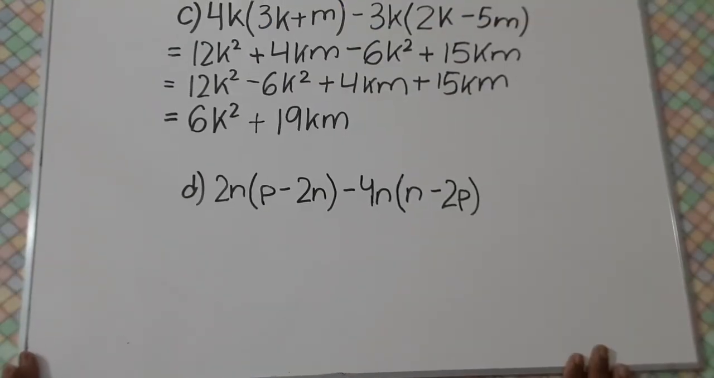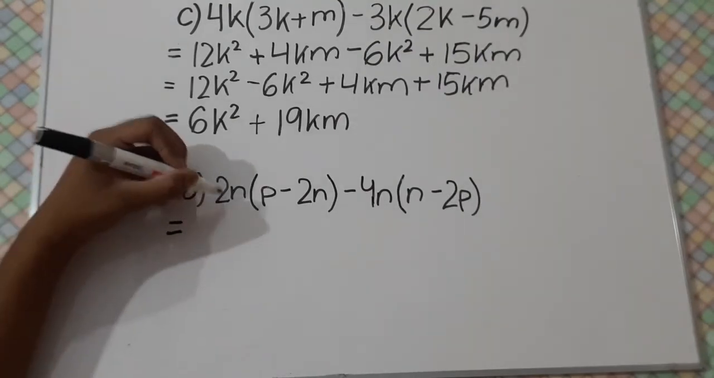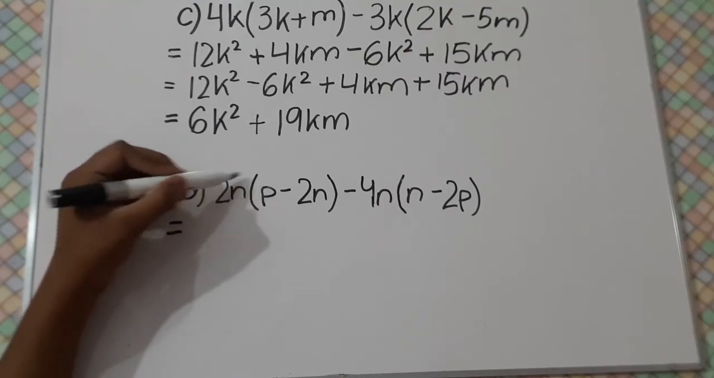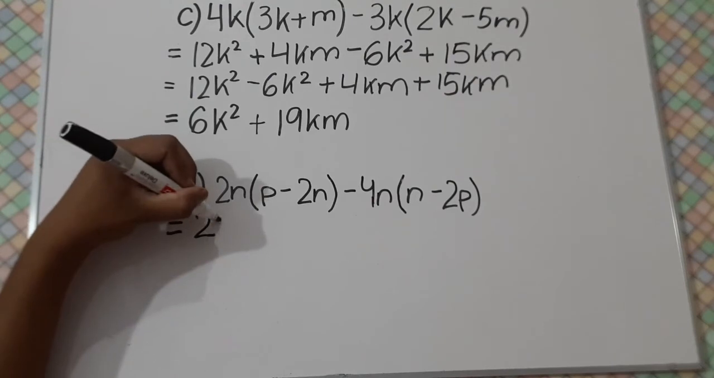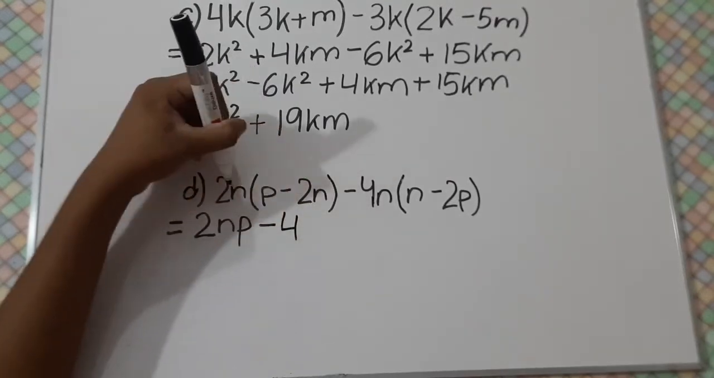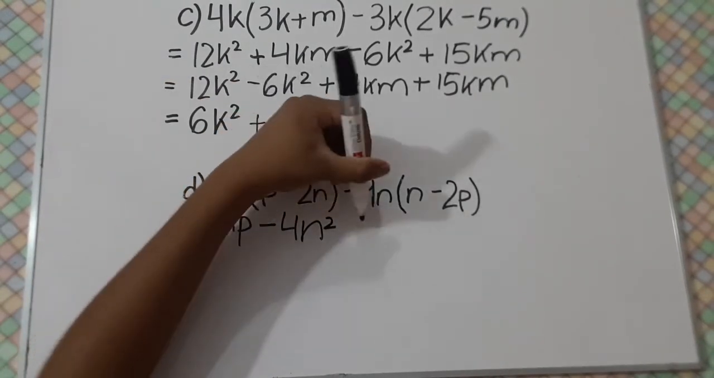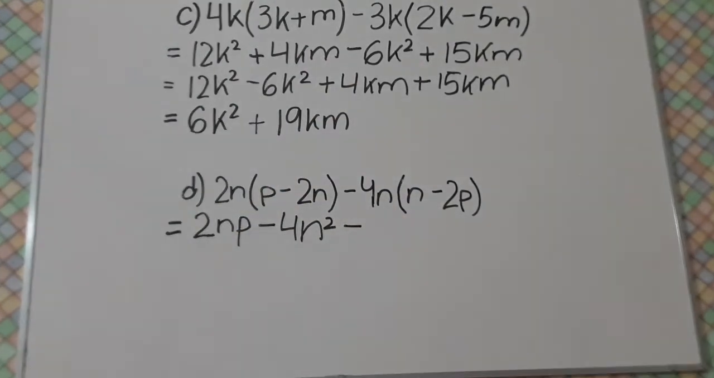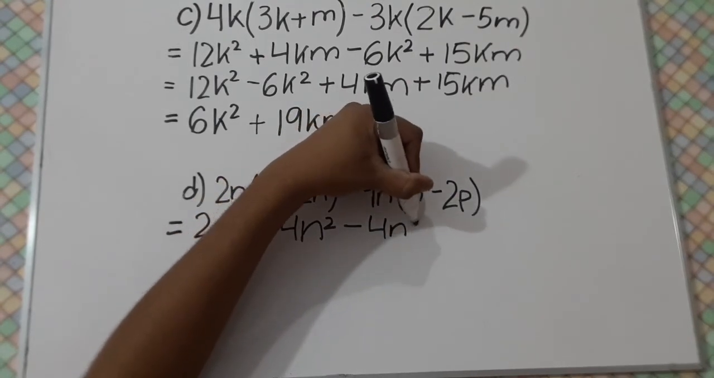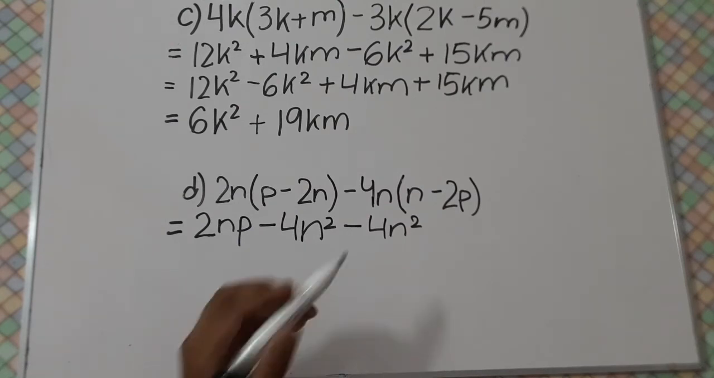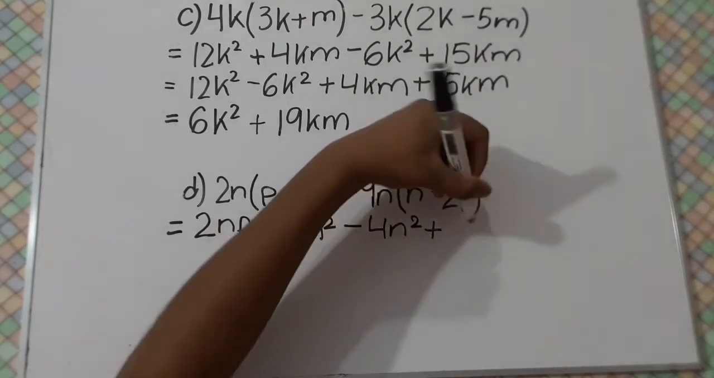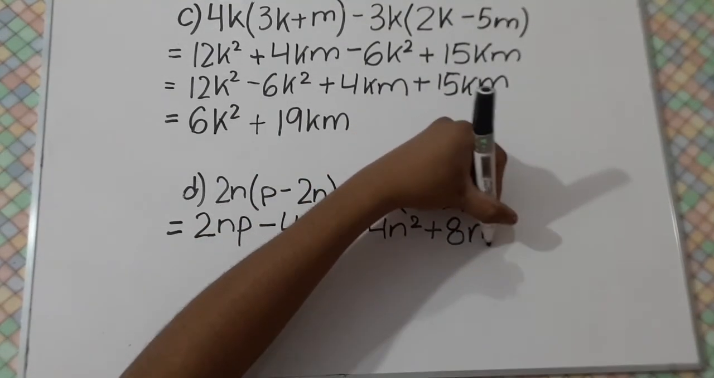So now let's solve the last part of the question. 2n would be multiplied with this bracket. 2 multiplied by p, which is 1p also, so 2 multiplied by 1 is 2, and n multiplied by p is 2np. Then minus 2 multiplied by 2 is 4, n multiplied by n is n squared. Now again minus 4 multiplied by n, which is 1n also, so 4 multiplied by 1 is 4, and n multiplied by n is n squared. Now minus minus is plus, 4 multiplied by 2 is 8, and n multiplied by p is np.